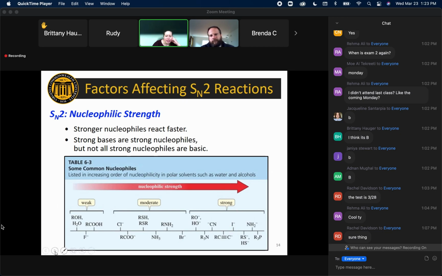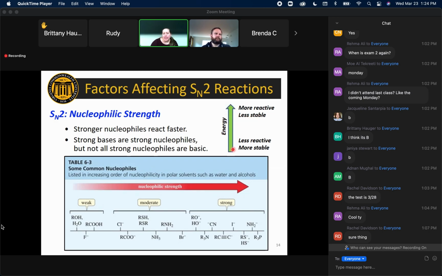And the cool part about organic chemistry is you don't need to remember it. You do not need to memorize this chart. Please do not memorize this chart. If you memorize this chart, that is valuable brain space and memory space that should be dedicated to other things. Instead, what I'd like for you guys to do is use your fundamental knowledge from chapters 1 and 2 to think about nucleophilic strength from first principles.